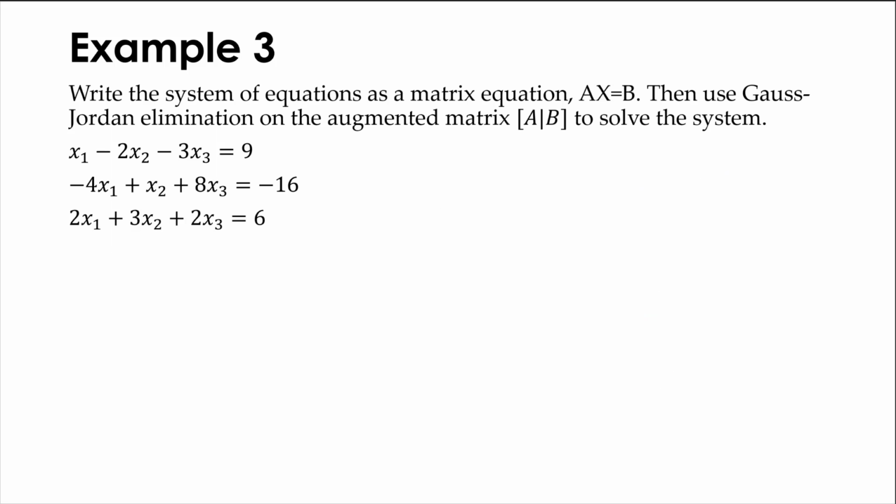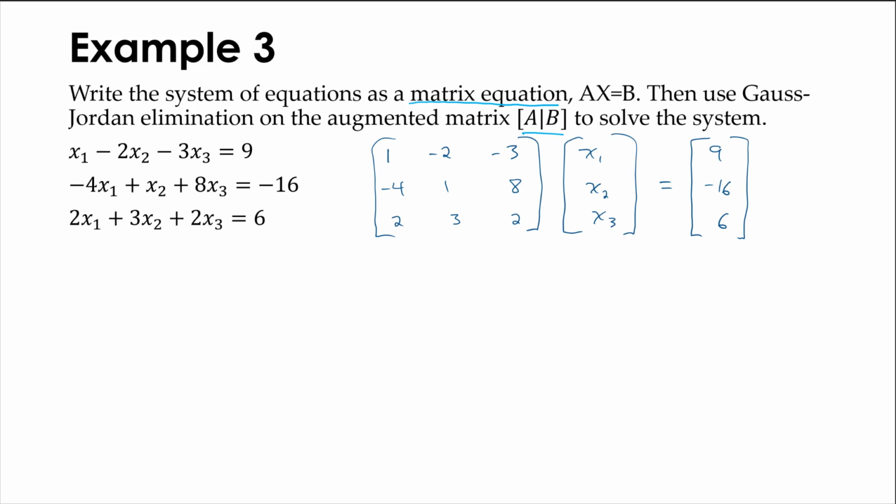All right, writing a system of equations as a matrix equation, which we saw in our concept slides, AX is equal to B. Then use Gauss-Jordan elimination in the augmented matrix [A|B] to solve the system. Okay, so first thing we're going to look at is a matrix equation, AX = B. What that looks like, I've got three matrices here. I've got my coefficients matrix, which we looked at, I've got my variables, and I've got my constants.